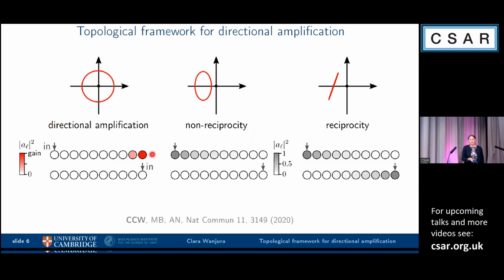So here is an illustration of the field amplitudes. In one direction it's amplified, in the other it's blocked. Then there's the case of simply non-reciprocity, in which case the curve is still a loop, but it doesn't encircle the origin. And then we still obtain non-reciprocity, so the transmissions are asymmetric, but there is no possibility of gain. So transmission is at most one. And finally, in the last case, when this curve shrinks into a line, the transmissions are even equal in both directions.